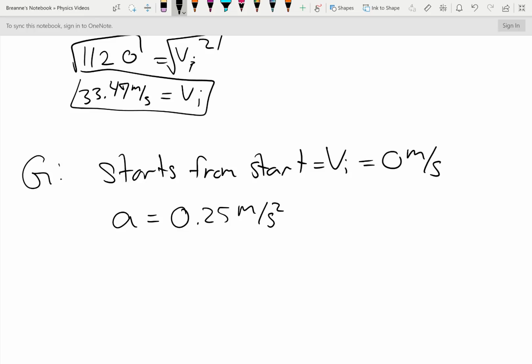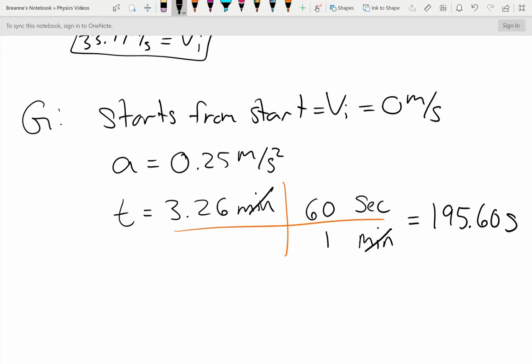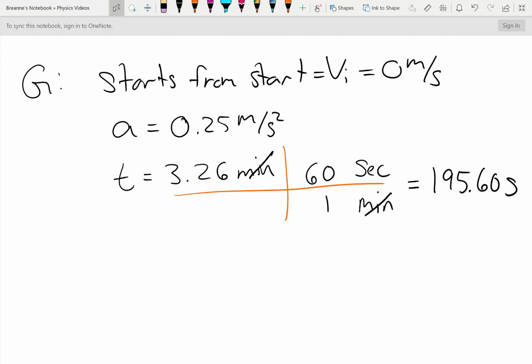What is the velocity of the car after it travels for 3.26 minutes? So your T is 3.26 minutes. Do we like minutes? No. So we got to convert. We don't like minutes, minutes goes to the bottom. We want seconds. So 1 minute gives us 60 seconds. So you just have to multiply across the top, because our minutes cancel. So you do 3.26 times 60. It's 195.6 seconds. So we've now converted to seconds.